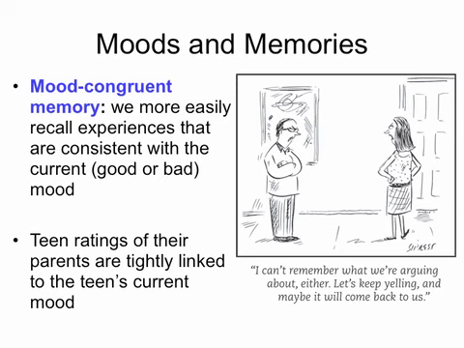The second one that's important to remember is mood congruent memory, right? We can more easily recall experiences that are consistent with our current mood, good or bad. And so some of the fun studies that have been done on this are that teens actually rate their parents based on their current mood, all right? So mood can also affect what you remember. You're mad at your friend, you tend to remember everything that annoys you about that person, right? Because of mood congruent memory.